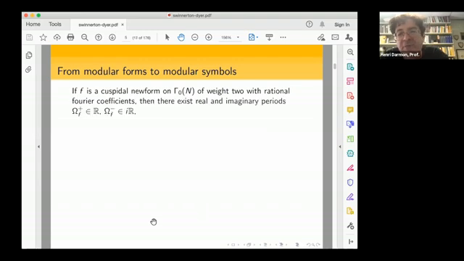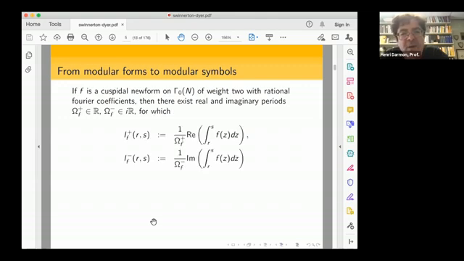So if we give ourselves a cuspidal newform of that level, then there are two periods, the so-called real and imaginary periods attached to the cuspidal newform, which are uniquely characterized by the following property. I think of f(z) dz as being an invariant differential on the upper half plane, invariant under the action of the Hecke group, and I take the integral from R to S. Now the cuspidality of f implies that this integral converges, even though R and S lie on the boundary of the upper half plane.